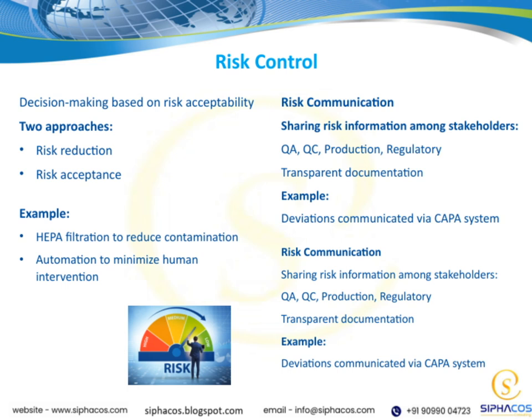address these issues systematically. Moving on to risk control, this is about making decisions based on how acceptable the risks are. We generally have 2 main approaches. The first is risk reduction, where we take steps to lessen the risk, like using HEPA filtration to reduce contamination or automating processes to minimize human error. The second is risk acceptance, where we determine that some level of risk is tolerable given the circumstances. Both approaches are essential in maintaining quality and safety standards, and they connect directly with the overall goal of ensuring a reliable, safe production environment.